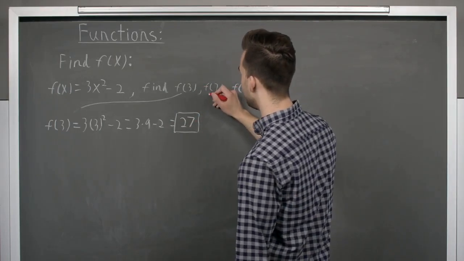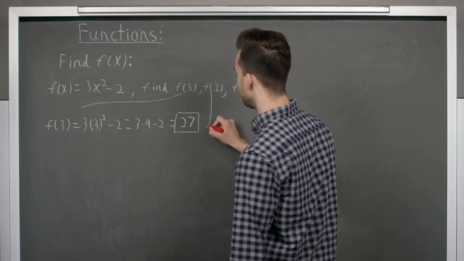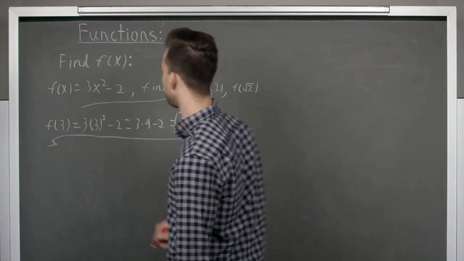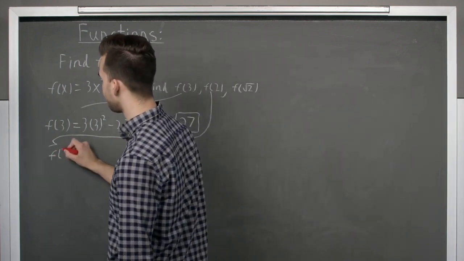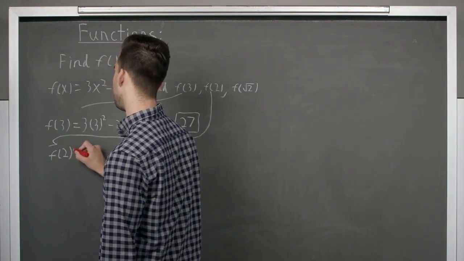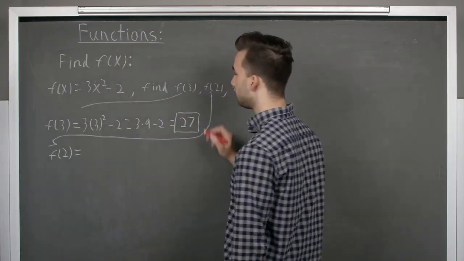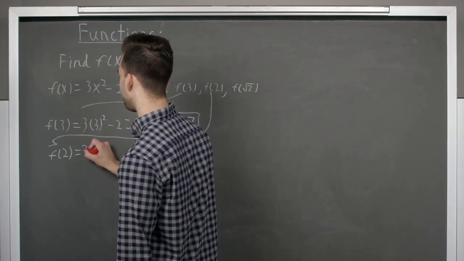Now let's do this one here. We have f of 2 over here. And so we're just going to plug in 2 into our x values.